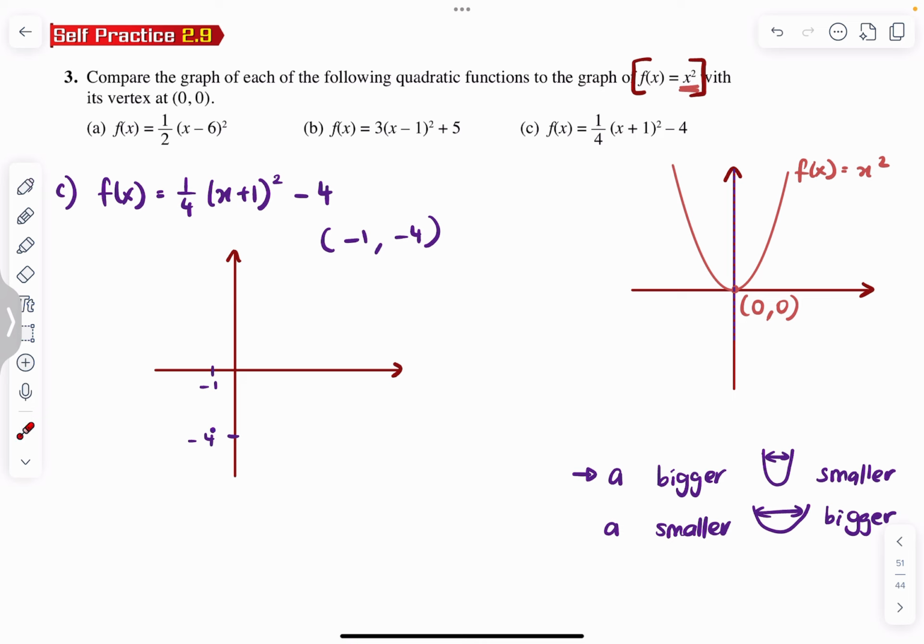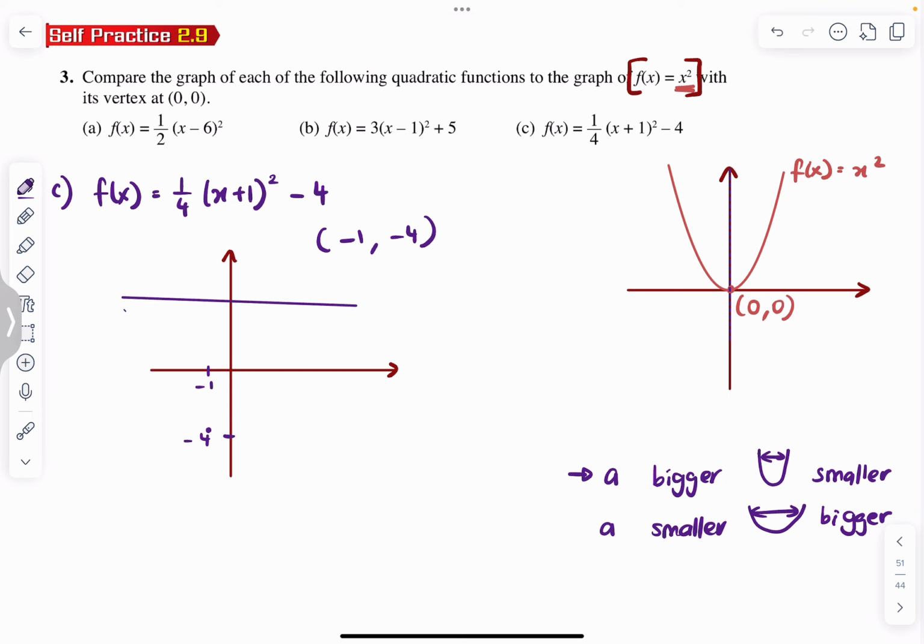Okay, now we look at the 1 over 4. So A from 1 has become 1 over 4. So it has become smaller. So when A becomes smaller, our width becomes bigger. So we assume a graph like this. Okay, something like this. Here. Something like this. So our width was this much. Now it must become bigger.